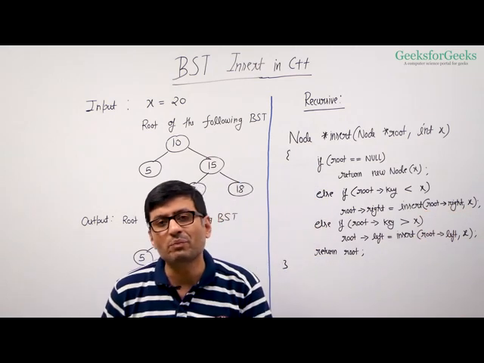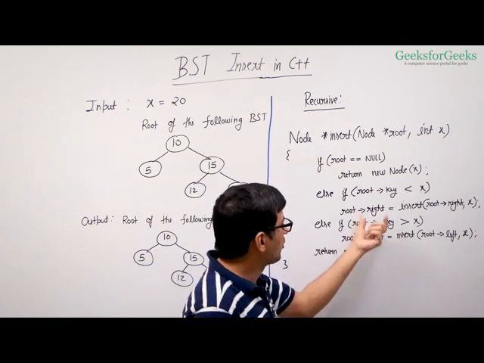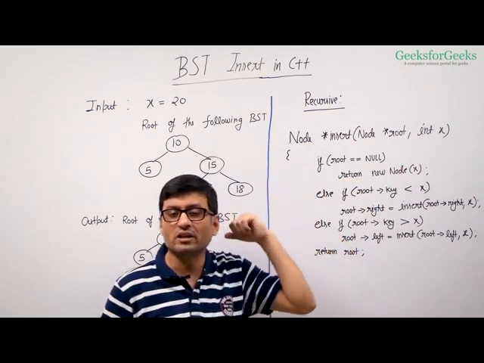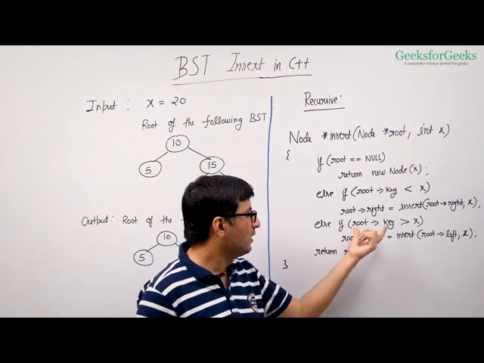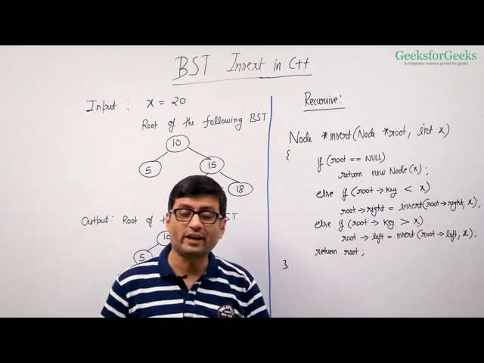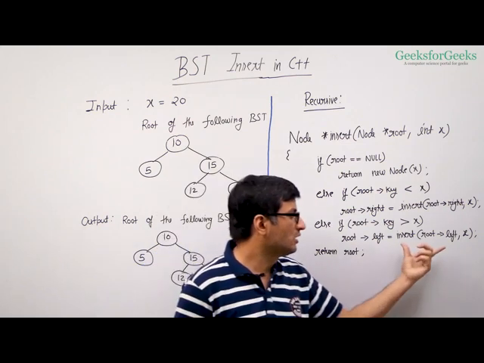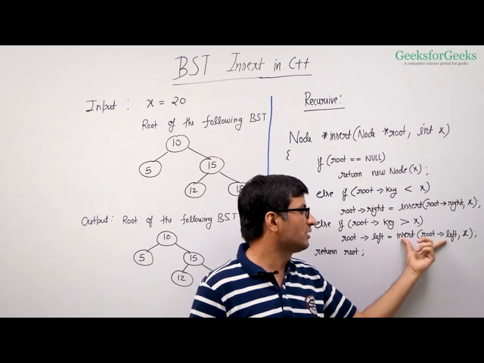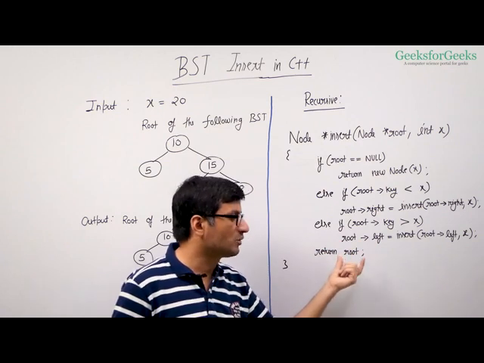And this is where many people make mistake when they write insert themselves. They do not write this part. They simply return insert. We'll see with a dry run that simply returning insert would not work. If root arrow key is greater than x, then we know that x has to be inserted into the left subtree because root is greater. So you insert into the left subtree and whatever new root you get after the insertion, you make it as root arrow left. At the end, we return root.